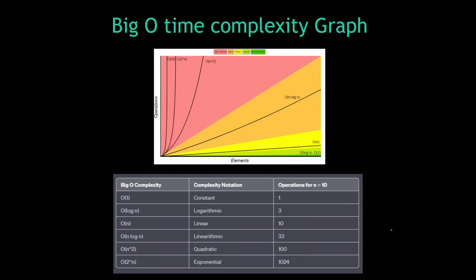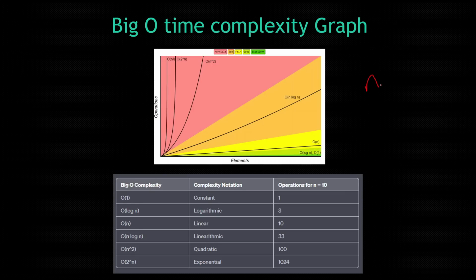Big O time complexity graph. From this graph, we can easily understand which big O complexity is good and which is bad. Big O complexity of 1 is excellent, of log n is good, of n is fair, of n log n is bad, and of n square, 2 to the power n, and n factorial, those are horrible.